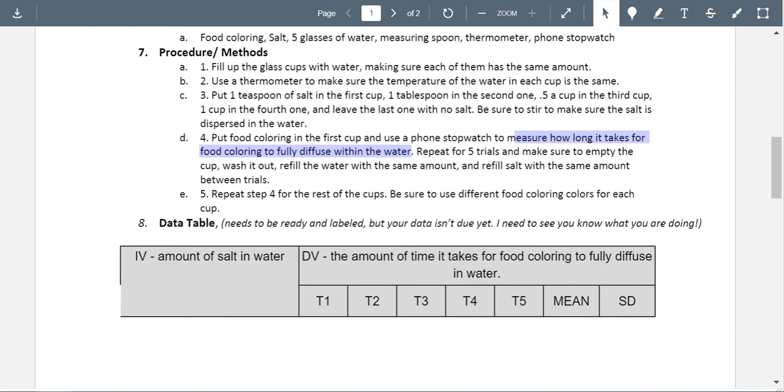You said measure how long it takes to diffuse. Repeat this 5 trials, making sure to empty the cup, wash it out, same amount, refill the salt, same amount between trials. Okay, so you're basically just going to have us wash this out and redo it again. Okay, that's fine. Repeat step 4 for the rest of the cups.